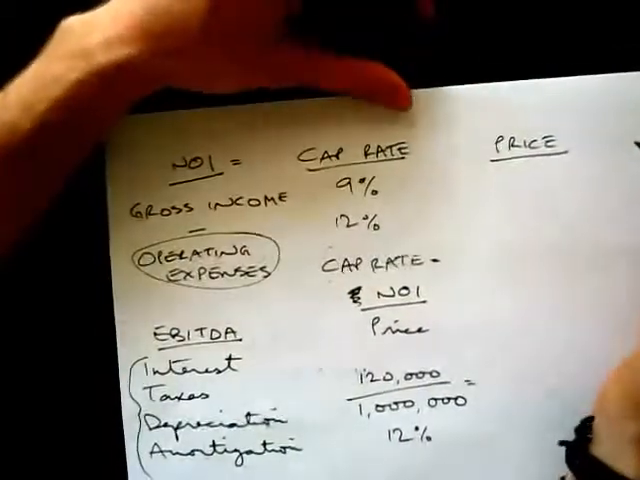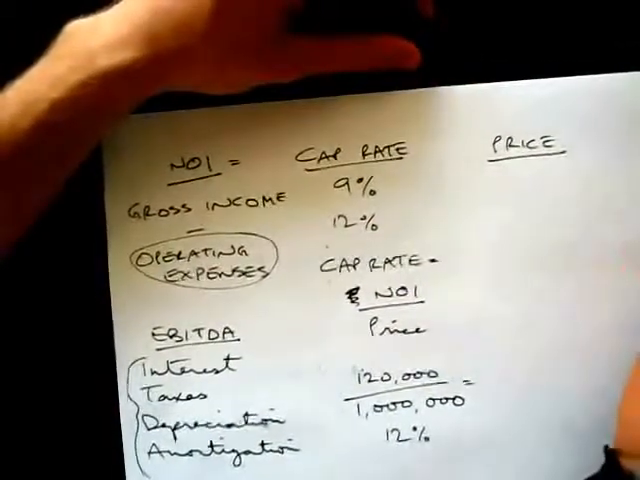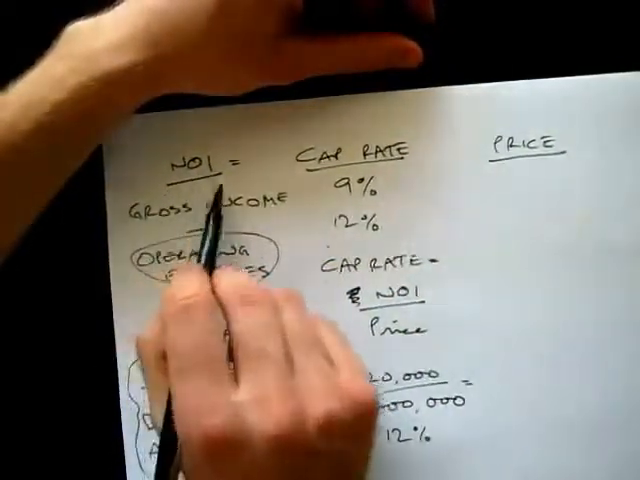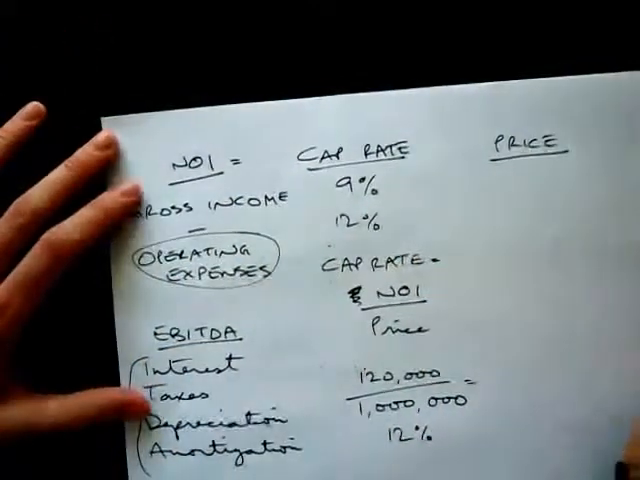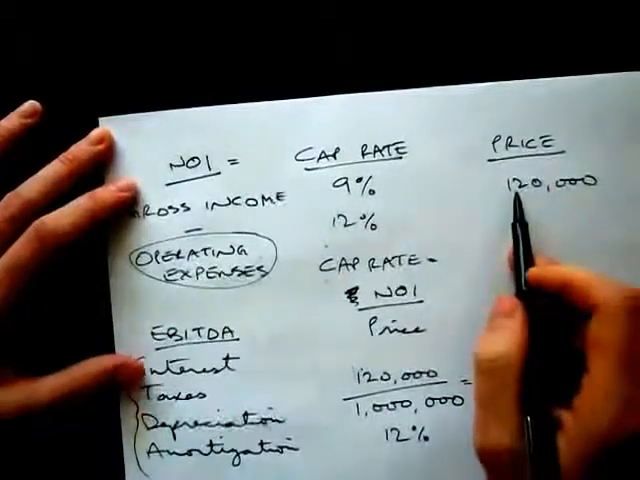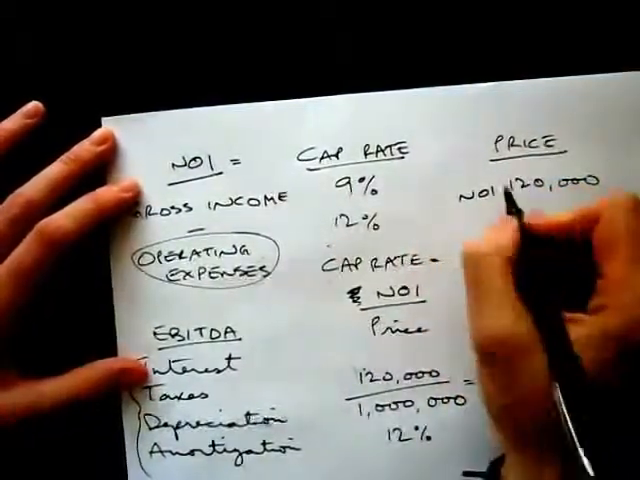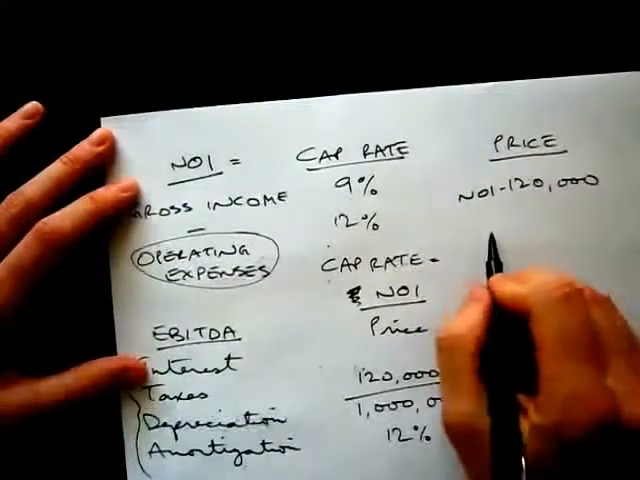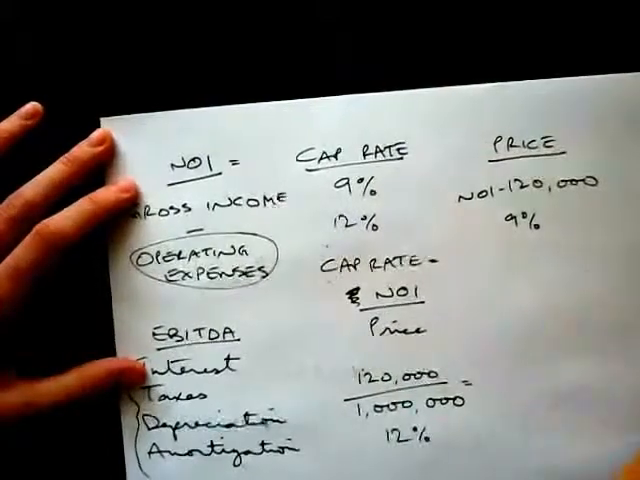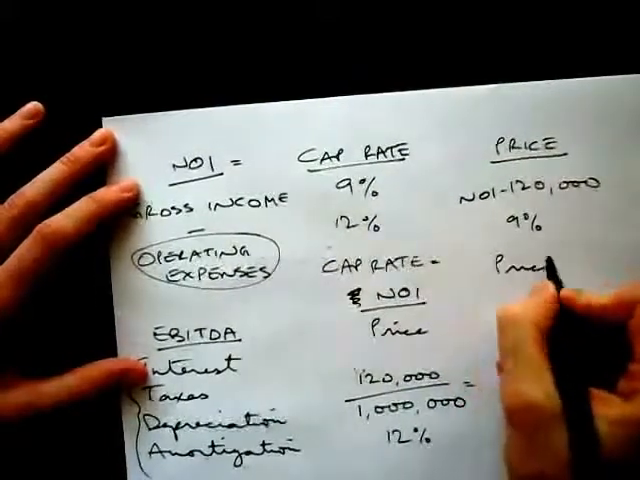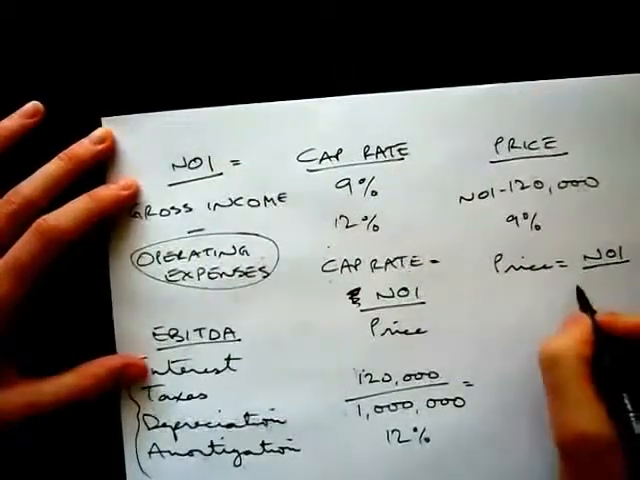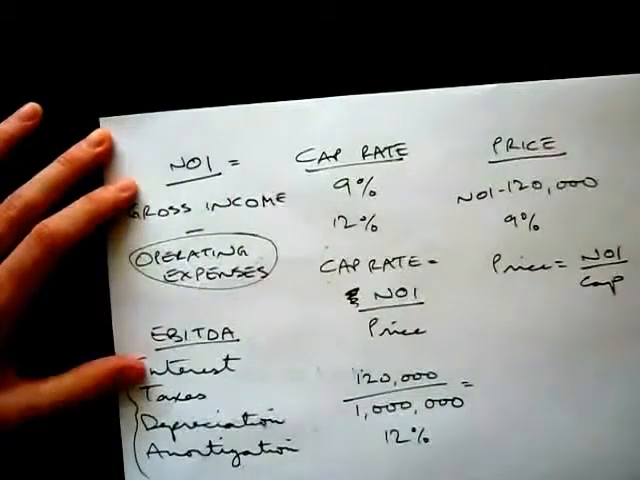So let's say you want to find the price of a property. Maybe you have a property and you would like to sell it. If you have that property, you're probably going to know what the NOI is, the net operating income. Let's say you have a net operating income, we'll go back to $120,000. You have a net operating income of $120,000. And you know that for your area, properties are typically selling at a 9% capitalization rate. So, if you want to find your price, NOI over your cap rate. Okay?